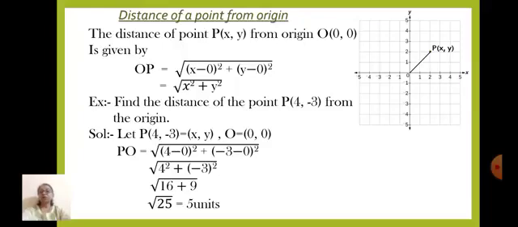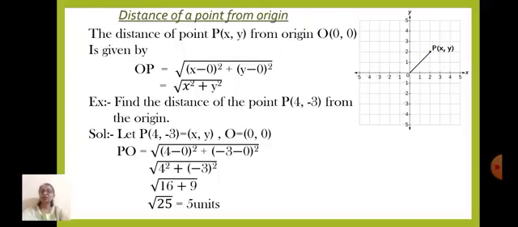distance of a point from the origin. Okay, so the previous was the case when the coordinates of both the points were given to you. Here one point is always fixed, and what is that fixed point? Origin. And you know the coordinates of origin are always 0 comma 0. So one point is fixed and the other point is say P, whose coordinates we have taken as x comma y.